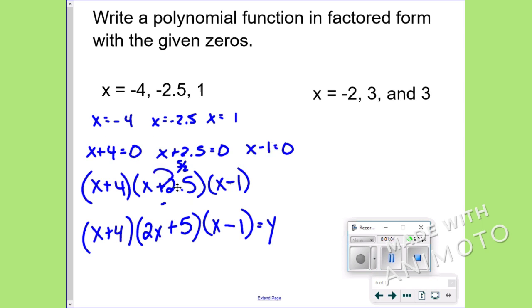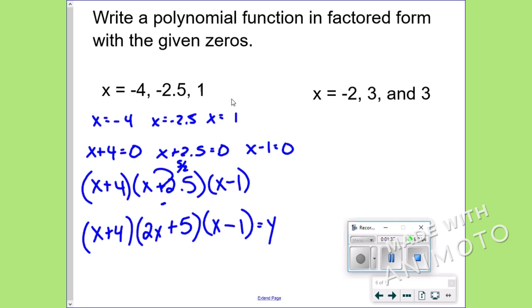And notice I have this question mark over x plus 2.5 because we don't write factors that way. You know that. You've never seen them written that way. So what is that as a fraction? Well, 2.5 is 5/2. So I know that this factor actually needs to be 2x plus 5, because when I solve this, I'll subtract 5 and then divide by 2, giving us the -2.5. So there's your polynomial in factored form with those given zeros.